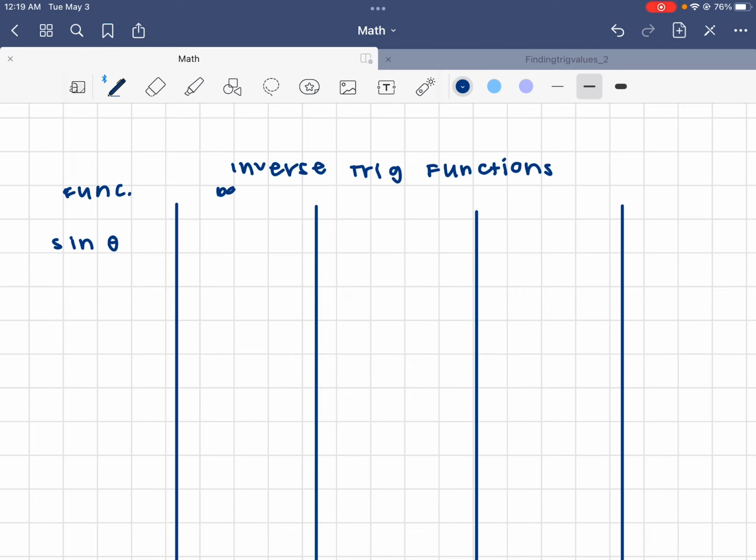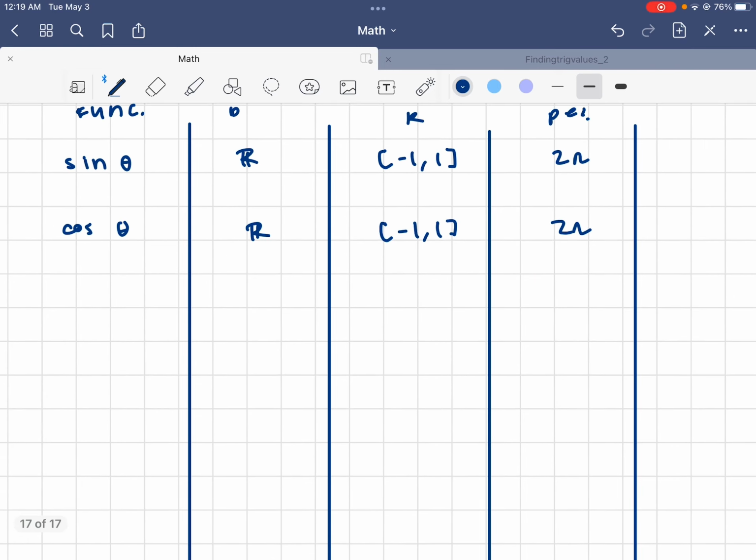Domain, range, period. For sine, opposite over hypotenuse, the domain is all real numbers, the range is -1 to 1, and the period is 2 pi. For cosine theta, the domain is also all real numbers, the range is -1 to 1, and the period is 2 pi. So same as sine. And then tan is different.